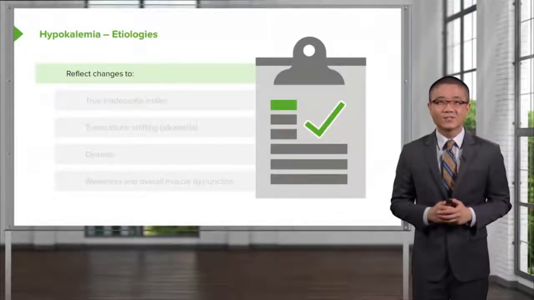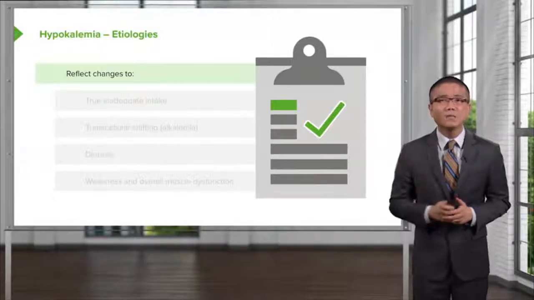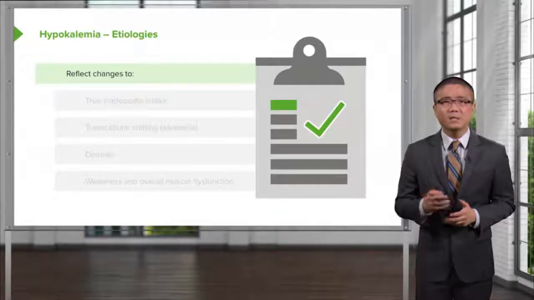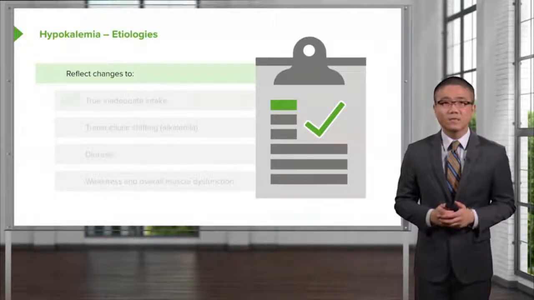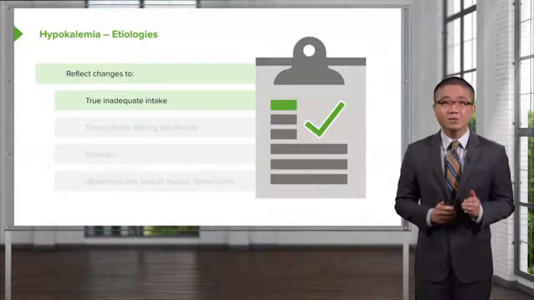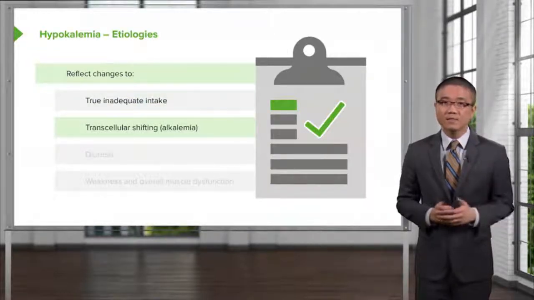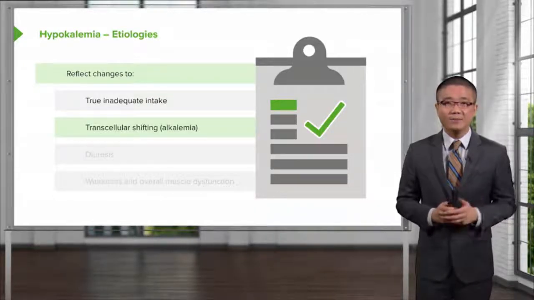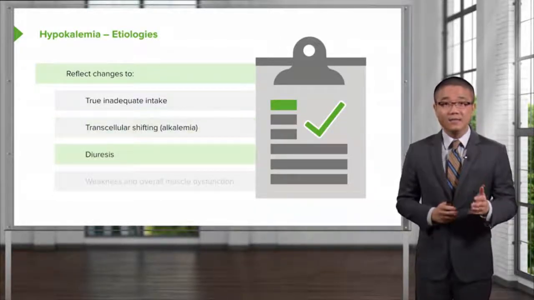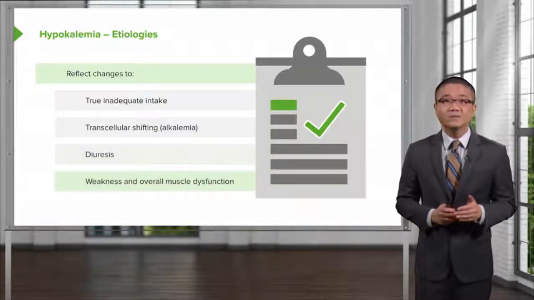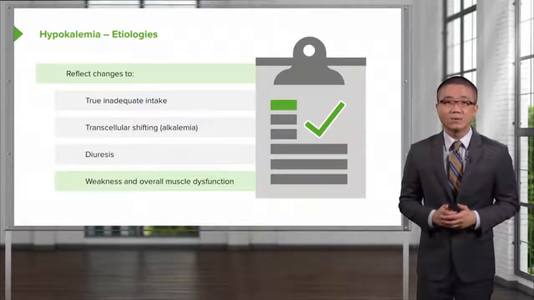Let's move on to a discussion of hypokalemia, when the potassium is too low. This can also be equally dangerous. Hypokalemia may be a reflection of true inadequate intake or, again, transcellular shifting, except in this situation it's due to alkalemia. Lasix or loop diuretics often cause hypokalemia, and overall weakness and muscle dysfunction can also cause hypokalemia.